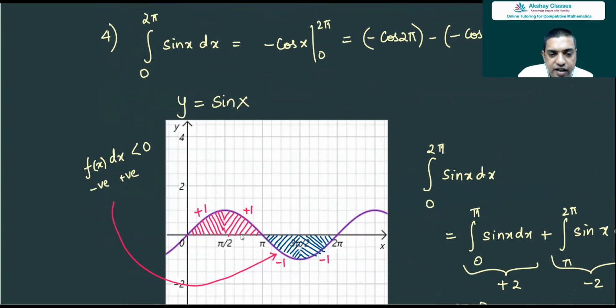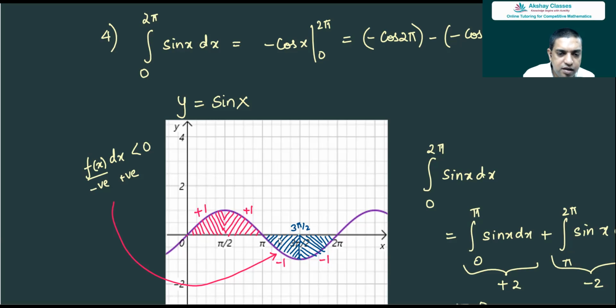Why? Although the area is getting added, this portion of the area will have a negative sign because the function itself has a negative sign here. So the f of x times dx product will be negative. Although this portion of the area, from pi to 3 pi by 2, is 1, it has a minus sign.